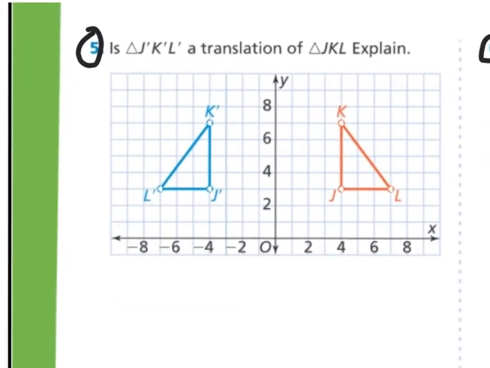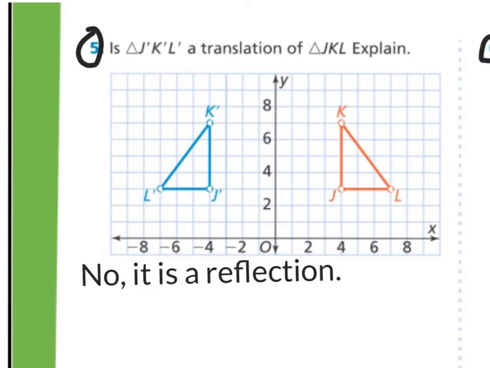Number 5, they're asking, is J prime, K prime, L prime a translation of triangle JKL? So the answer would be no. With our past knowledge, we could say it is a reflection, or we could say it was flipped over. And remember, when you translate something, you're just sliding it. You've got to keep it the same, just slide it around to get to your new image.